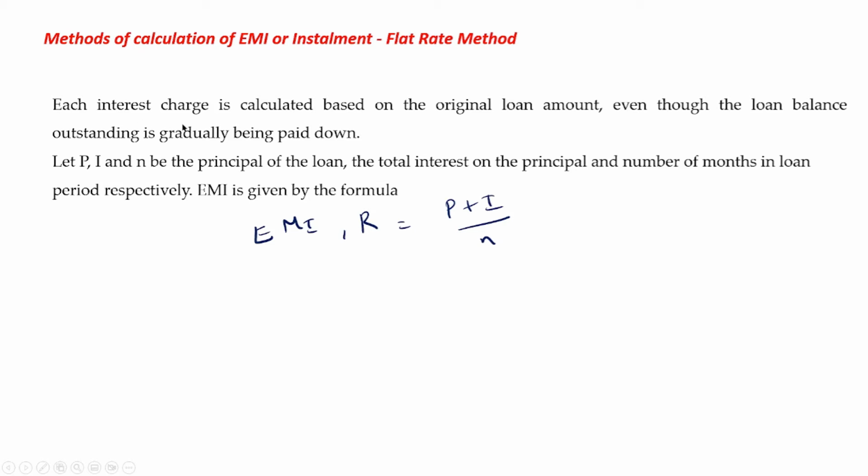Here the interest is charged on this original loan amount. It is charged on this principal amount itself every year. Although every year the loan balance is gradually reducing, the interest is calculated on this principal amount itself. So this is the formula. This is a very easy formula.